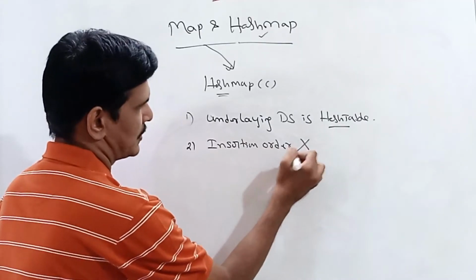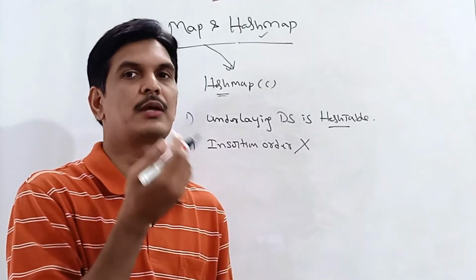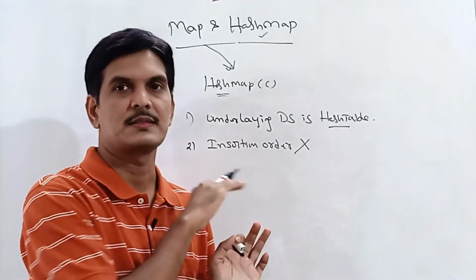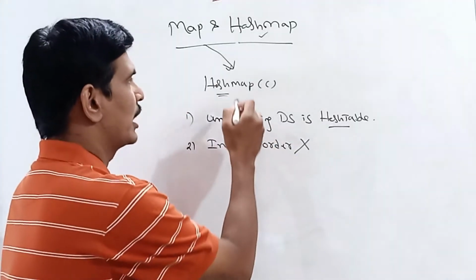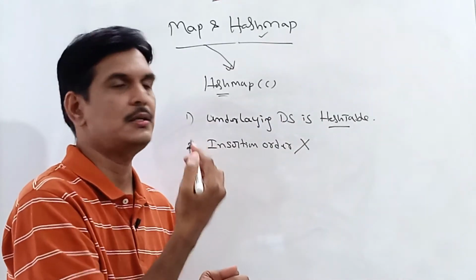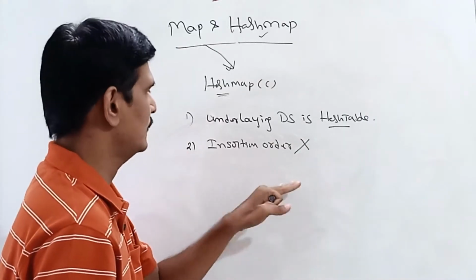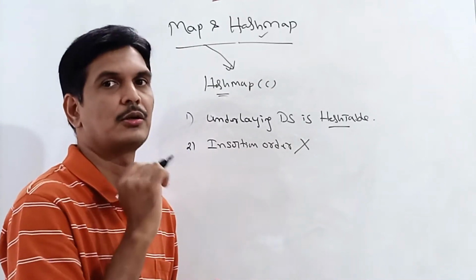So insertion order is not preserved. What does that mean? In whichever way we have added all the objects or elements into the HashMap, it will not store all the elements in the same order. Insertion order is not preserved because whichever collections are implemented using hashing technology basically don't have insertion order preserved. So in those collections, insertion order is not present or not preserved.